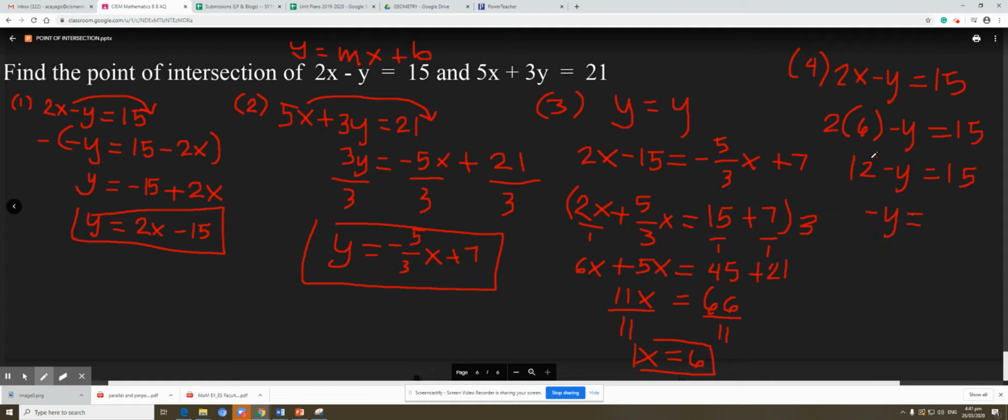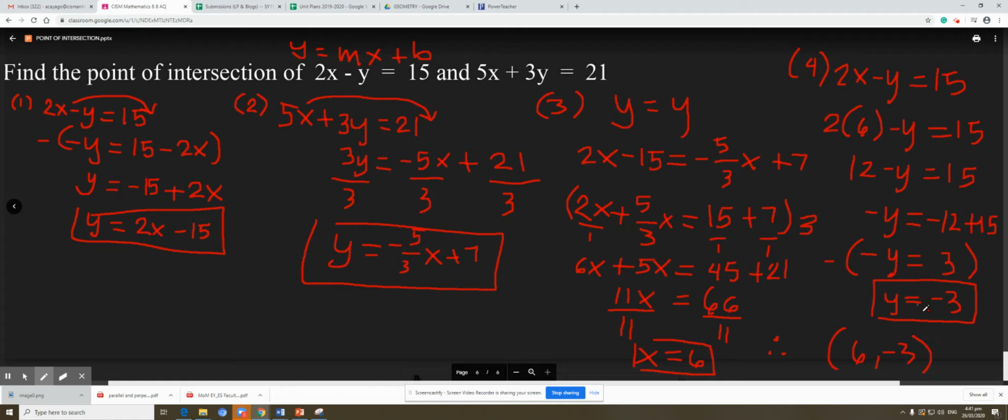Negative y equals, transpose 12, it will become negative 12 plus 15. So therefore, negative y equals 3. All right, so as I said, negative 12 plus 15 is 3. We need to make y positive, so multiply all sides by negative. So y, therefore, is equal to negative 3. So therefore, the point of intersection is 6 comma negative 3.